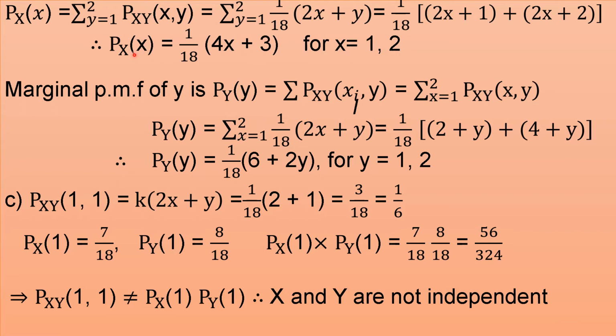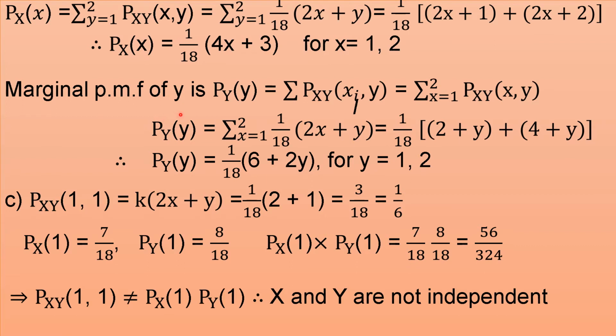So the marginal probability mass function of X, p_X(x), is (1/18)(4x + 3), where x is 1 and 2. In particular, by putting x as 1 and x as 2, you can calculate the probability mass function values p_X(1) and p_X(2).